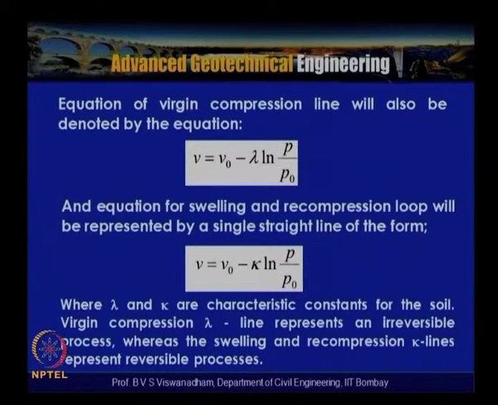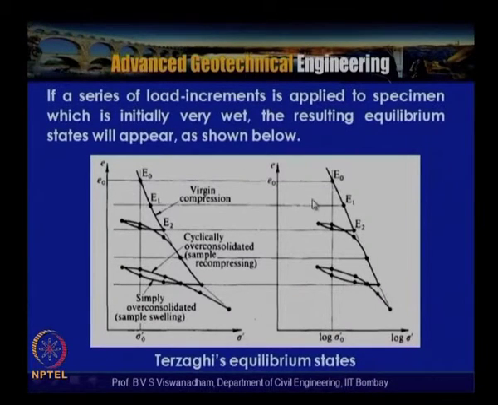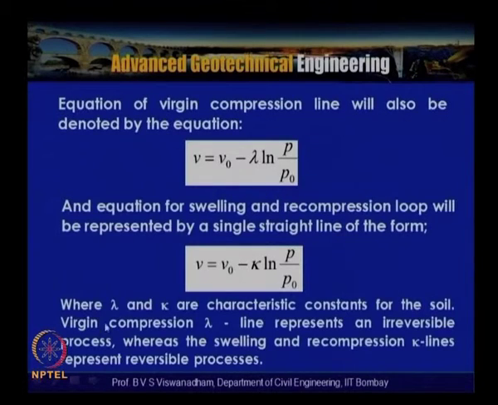The equation for the swelling and recompression loop will be represented by a single straight line of the form nu is equal to nu naught minus kappa natural logarithm of p by p naught. This kappa is for the recompression loop or the swelling loop, which is analogous to the swelling index or recompression index, where lambda and kappa are the characteristic constants for the soil. The virgin compression lambda line represents the irreversible process, because the soil is subjected to irrecoverable changes, whereas the swelling and recompression kappa lines represent the reversible process.